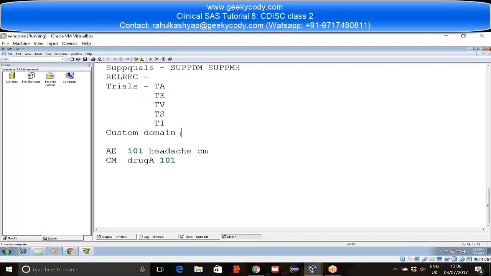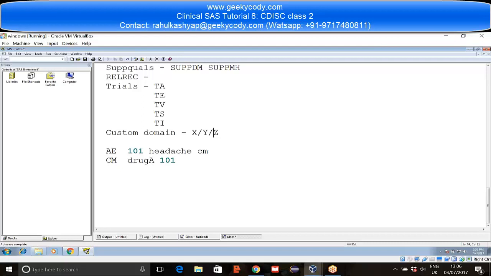And custom domains. Even though if you have multiple domains, so many companies, what they will do, they'll create their own domains. If any company is creating their own domain, then FDA says okay, create, but that domain name should start with either X or Y or Z. They have to start with these three letters. Do you understand?